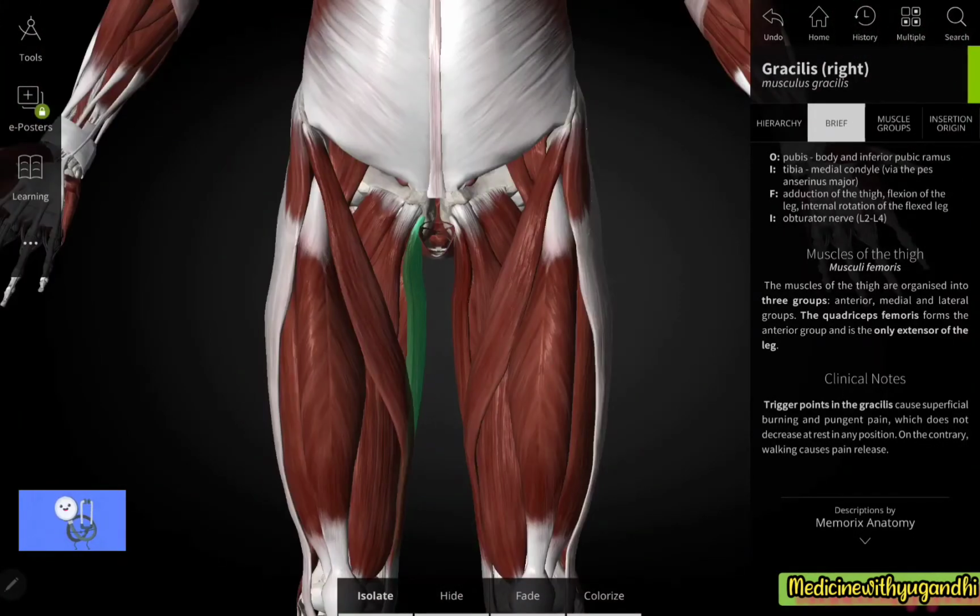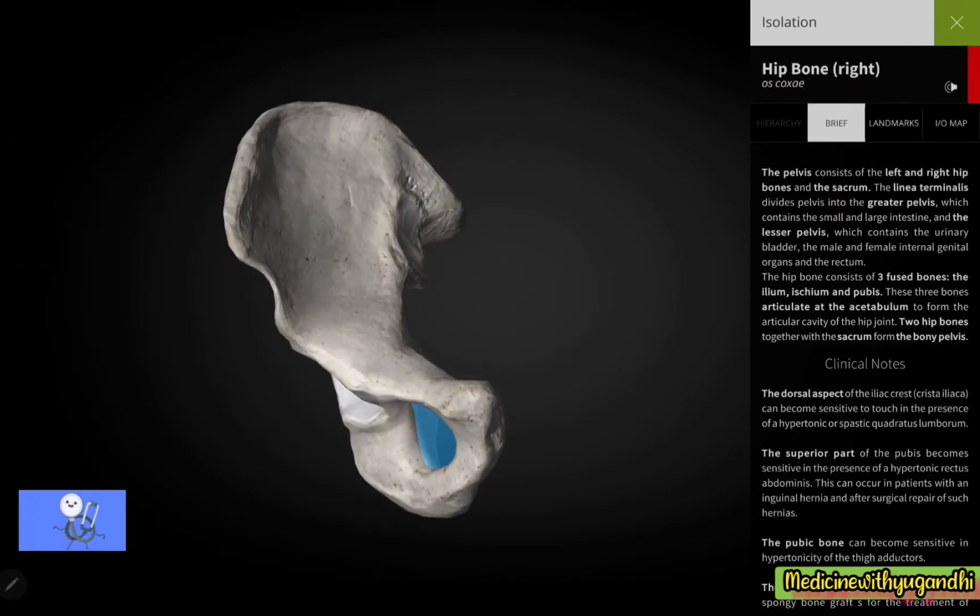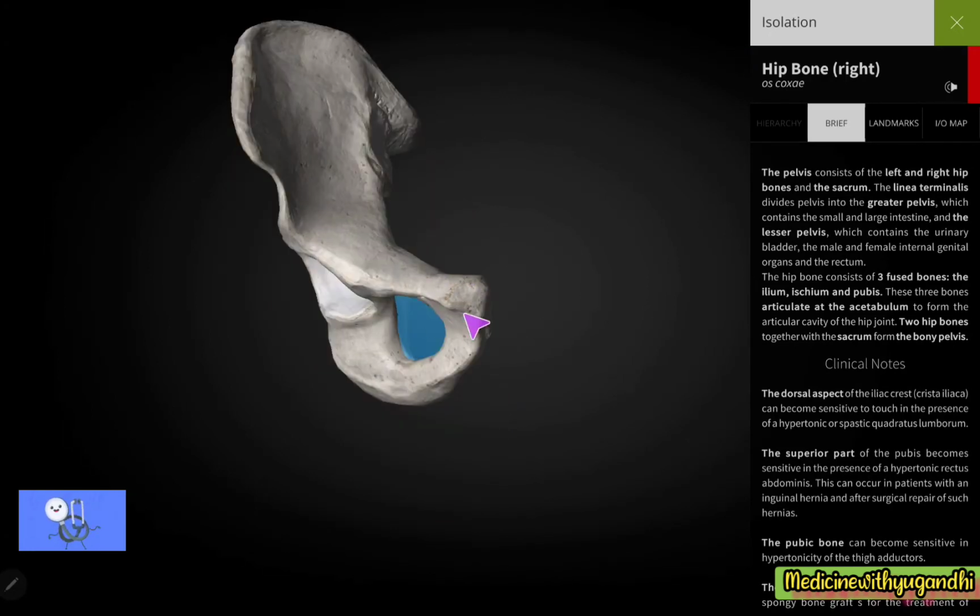In order to have a clear view on the origin of the gracilis muscle, we have to know some landmarks on the pubis as well as on the ischium. So this is the hip bone, and that too the right hip bone. This particular portion is the body of the pubis. And this is the inferior ramus of the pubis.